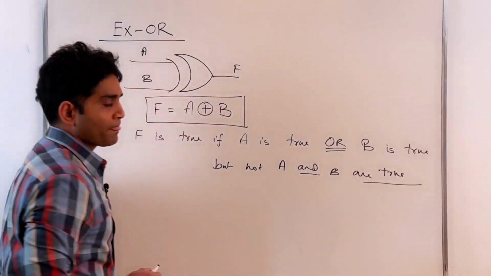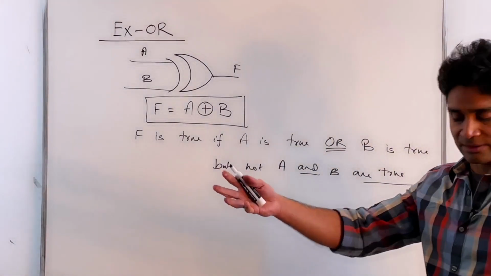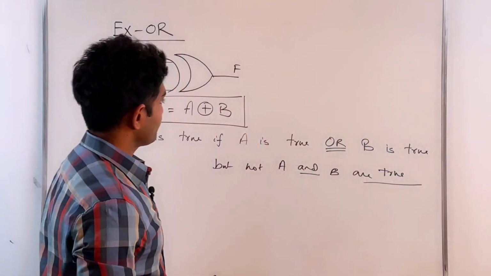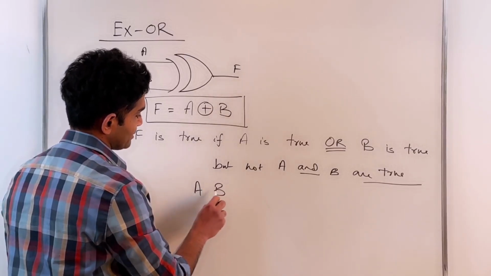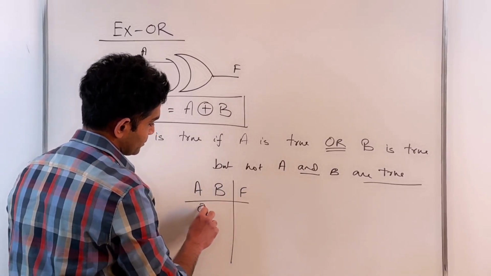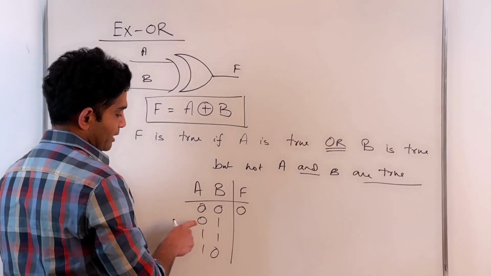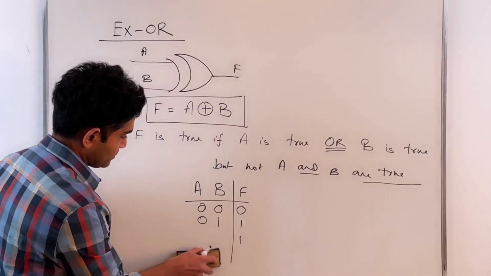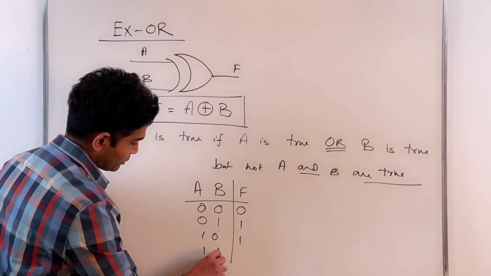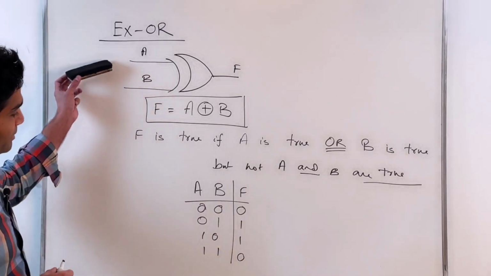In other words, I cannot have F to be true when A and B are both true, because that will basically form your OR gate. Right? In this case, only one of them is true. So for the truth table, that would read as A, B, and F: 0 0 0, 0 1 1, 1 0 1, 1 1 0. F is true when A or B are true, but not both. Right. So that's the truth table for an XOR gate, XOR operation.